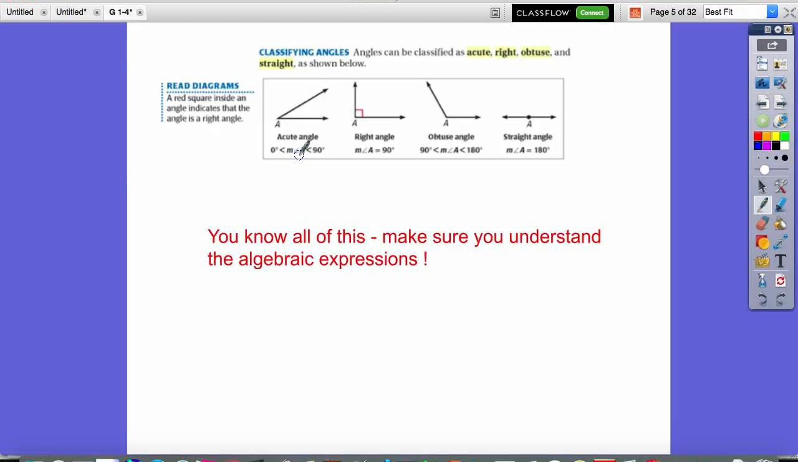So m angle A means the measure of angle A, and it is greater than 0. So 0 is less than the measure of angle A, which is less than 90 degrees. It's not less than or equal to, because if it's 90 degrees, it's a right angle. And for our purposes, it'll be notated with a right angle symbol. Here, it's shown in red. If it is greater than 90 degrees, but less than 180, it is obtuse. And a straight angle would have a measure of exactly 180 degrees.